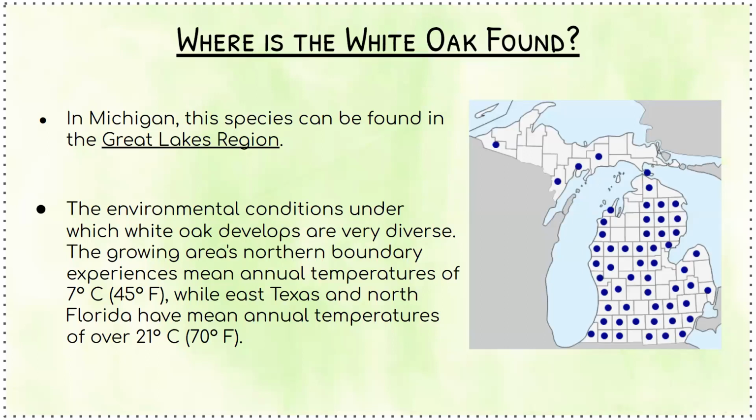Where can you find the white oak? Just as Rebecca said, it is in the Great Lakes region, with the blue dots showing where it is located. The environmental conditions under which the white oak develops are very diverse. The growing area's northern boundary experiences mean annual temperatures of 45 degrees, while East Texas and North Florida have mean annual temperatures of over 70 degrees.